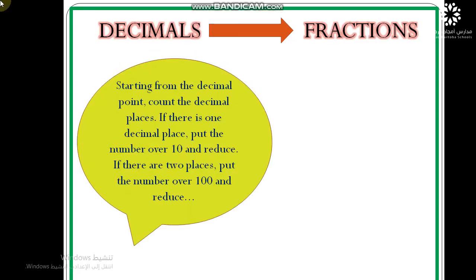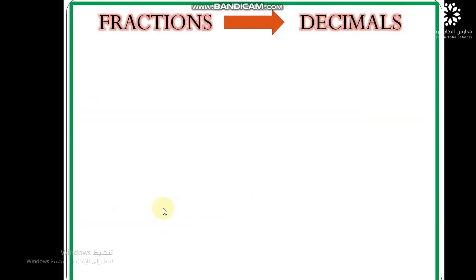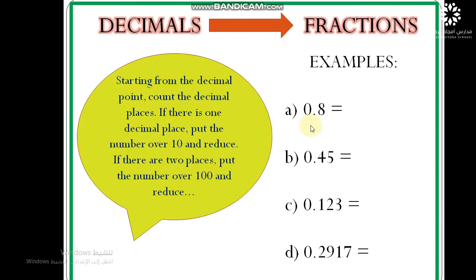Decimal to fractions. Starting from the decimal points, count the decimal places. If there is one decimal place, put the number over 10 and reduce. If there are two places, put the number over 100 and reduce. How? Example: 0.5, 0.8.